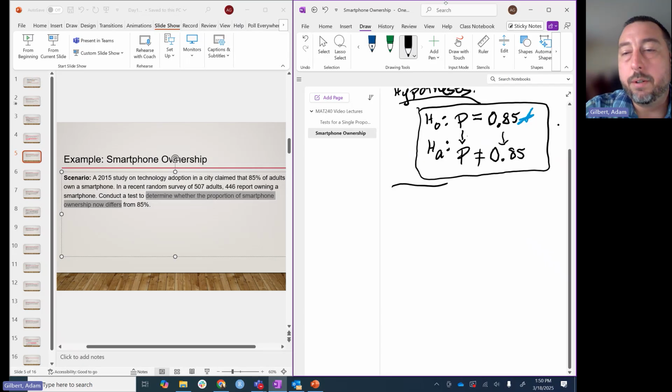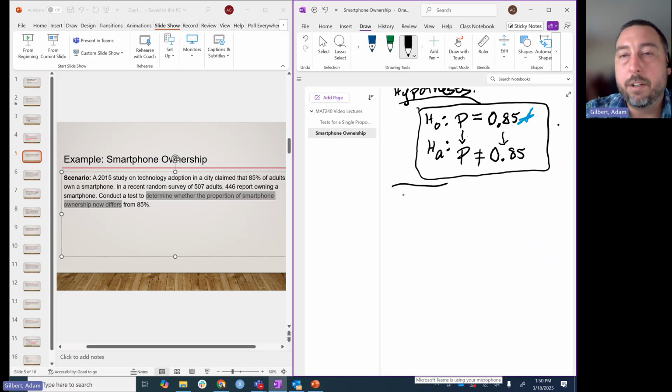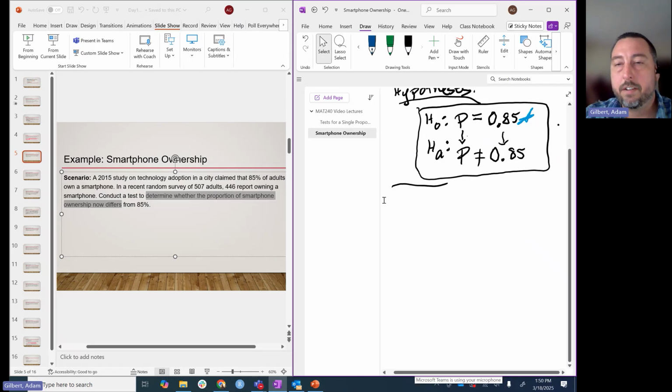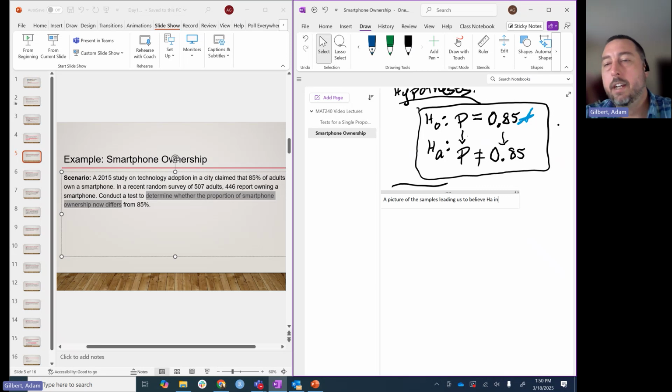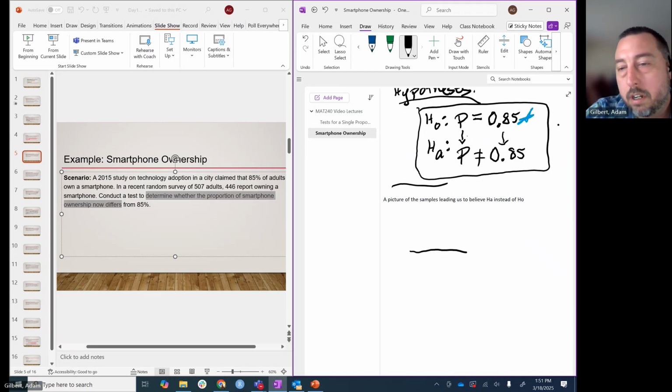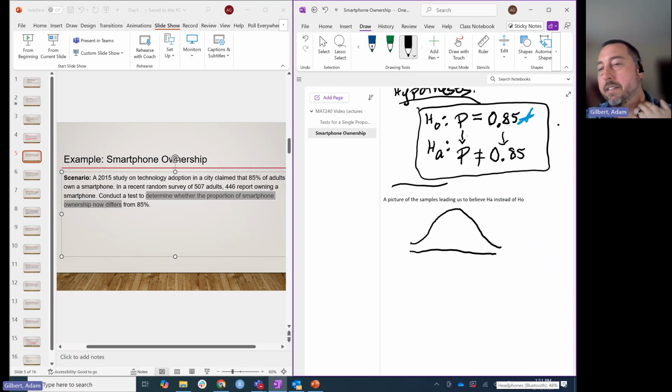The next thing we're going to do is draw a picture of the samples. A picture of the samples leading us to believe the alternative hypothesis HA instead of the null hypothesis H0. And so here is our sampling distribution. It will look similar to a bell curve. So I did my best there.